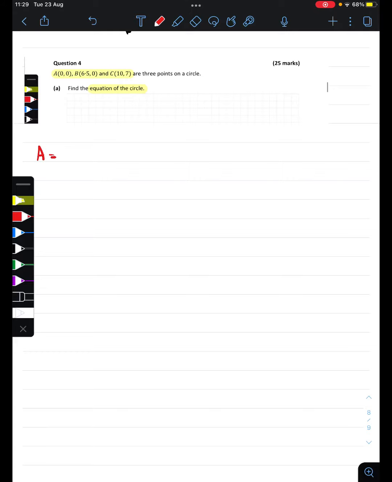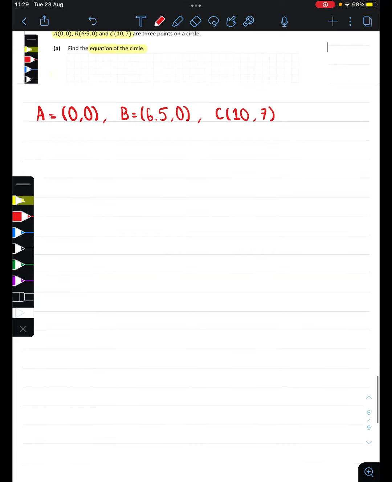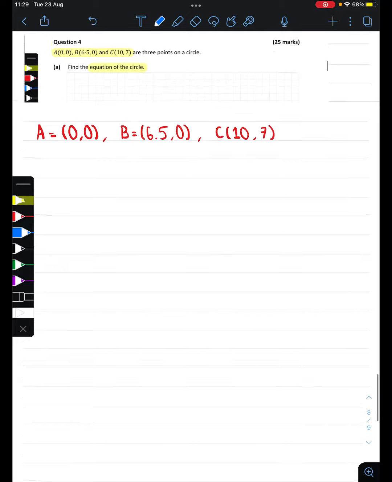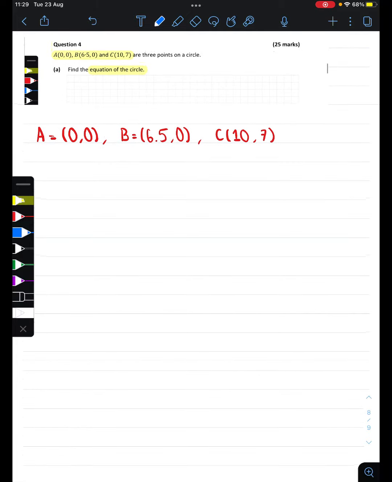A is the origin, 0, 0. B is the point 6.5, 0, and C is the point 10, 7. Okay, so we're looking for the equation of the circle. So the first thing we might think to do is to write down the equation of a circle.